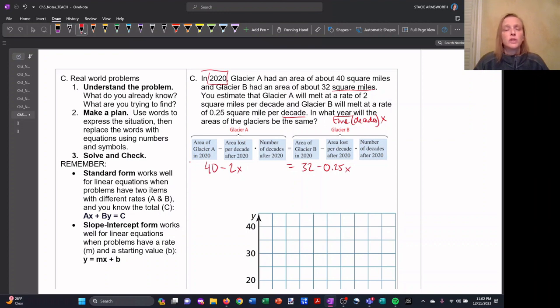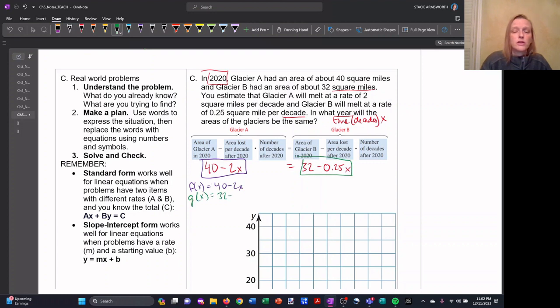And just like the other problems we've done, we're going to take each side of this equation and break it into its own separate equation. So I'll have f of x equals 40 minus 2x. And my other equation will be g of x equals 32 minus 0.25x.